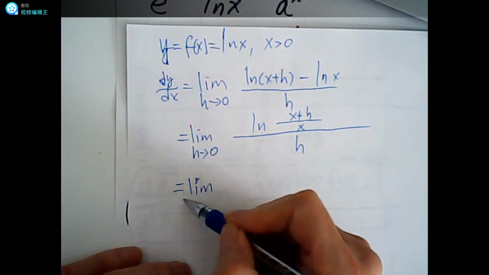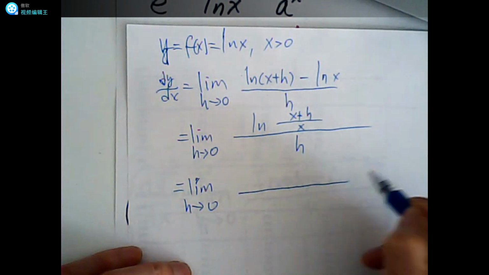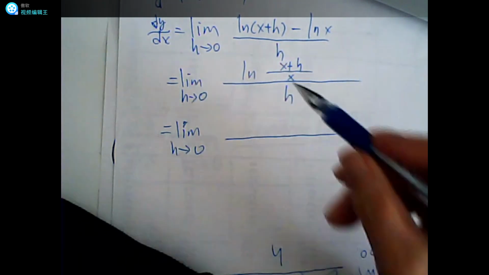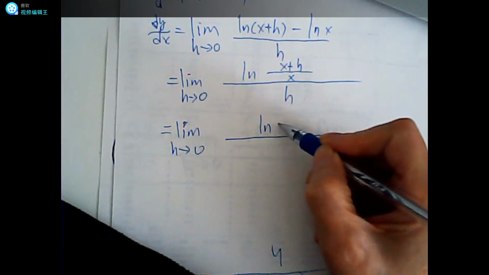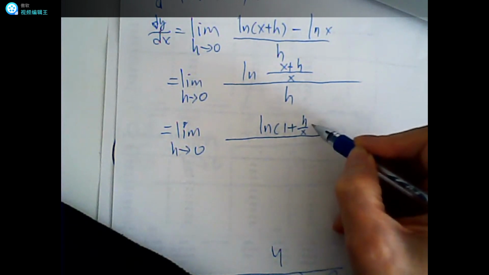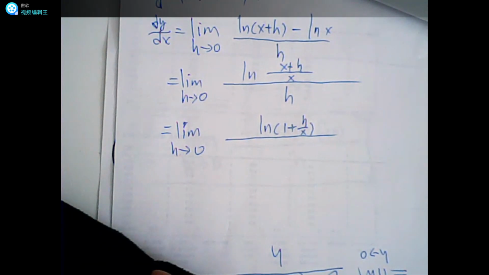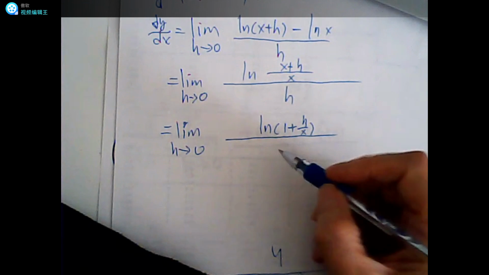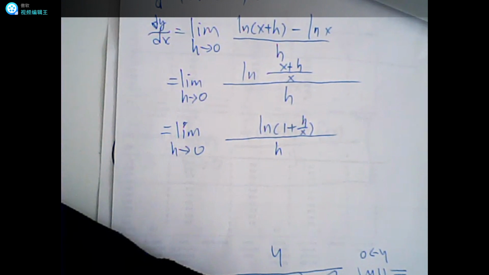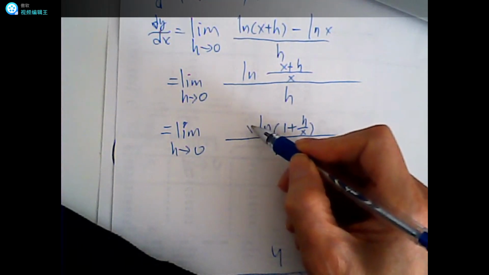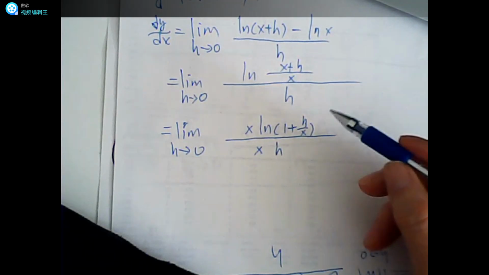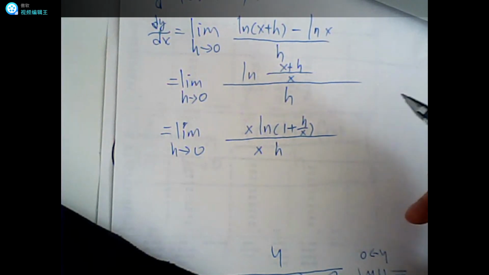This is equal to the limit as h approaches 0 of log of 1 plus h over x, all over h. And I multiply by x here and divide by x here, because x is not 0, it's allowed.